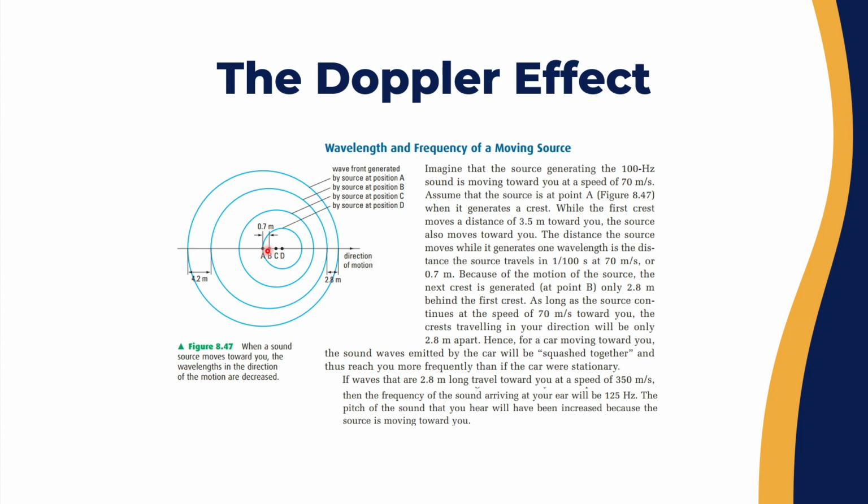So for a car moving towards you, the sound waves emitted by the car will be kind of squeezed together, and they will reach you more frequently than if the car were stationary. So if the waves that are 2.8 meters long travel towards you at a speed of 350, then the frequency of the sound arriving at your ear will be 125 hertz. The pitch of the sound that you hear will have been increased because the source is moving towards you.